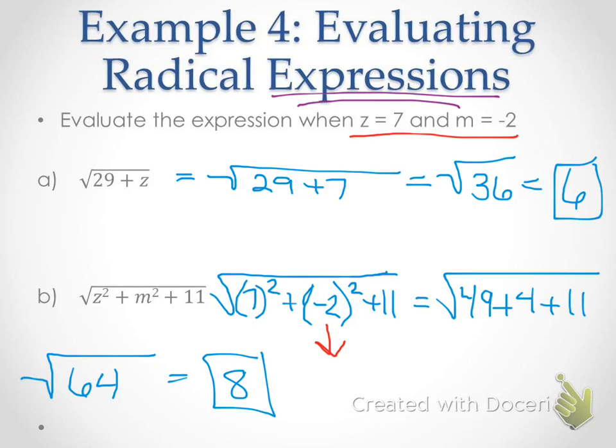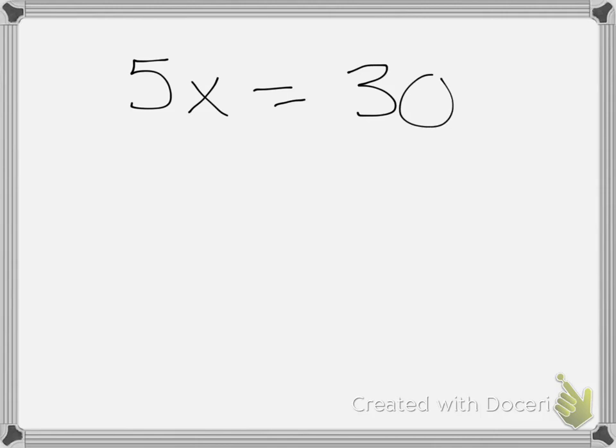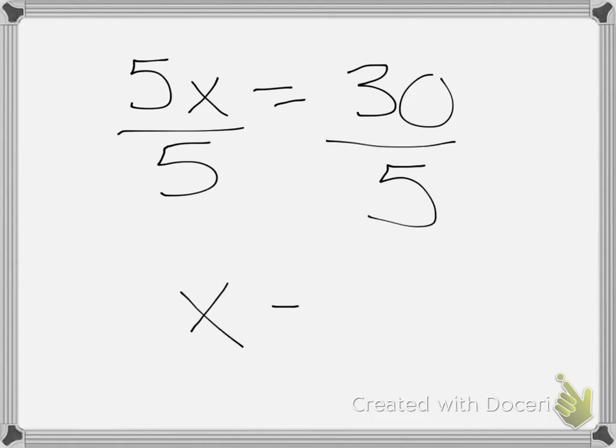All right. In example 5, now we're solving an equation using a square root. But before we do that, I want to kind of review something with you real quick. What if I had 5x equals 30? How would I solve for x? Divide by 5. I would need to divide by 5, right? And why do I want to divide by 5? Why not divide by 30? Get x by itself. Because the whole goal is to get x by itself.